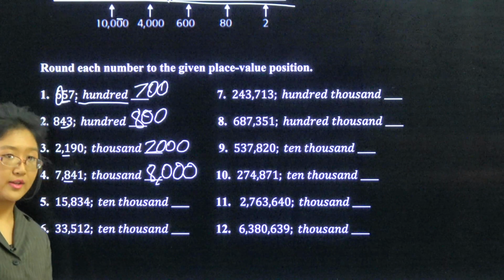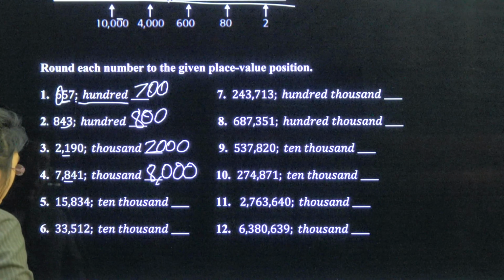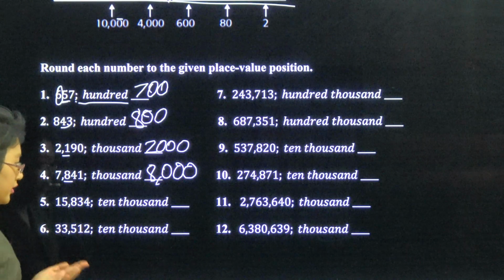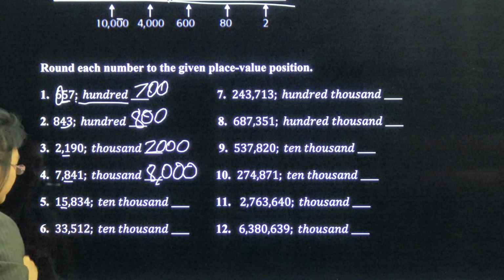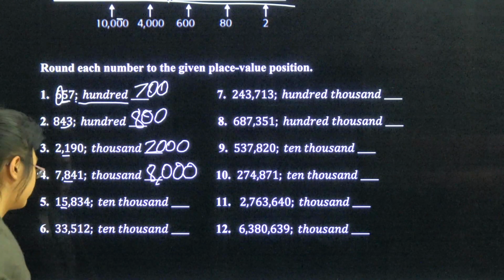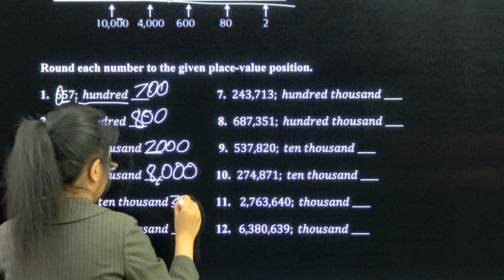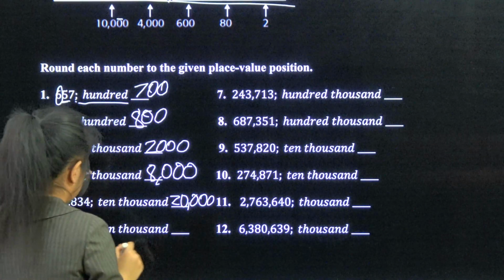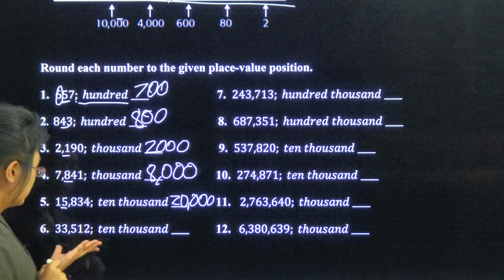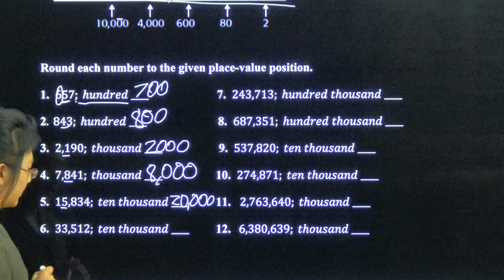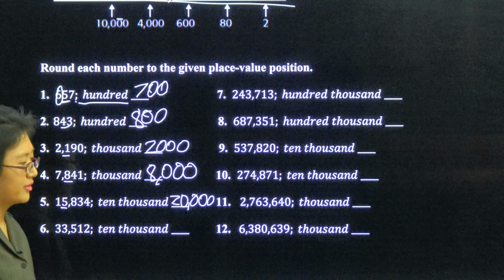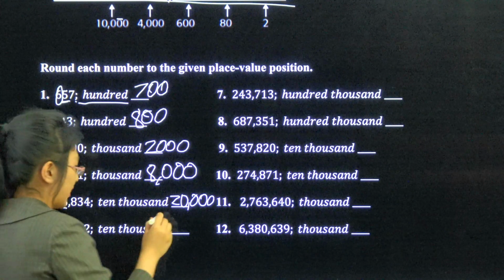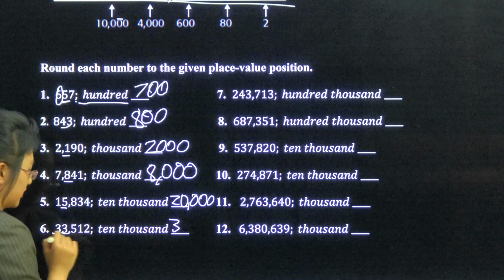Question number 5, we're rounding to 10,000. So if we move one digit to the right, we're going to go to the thousands, and for the thousands place, it's a 5, and 5, we round up. That'd be 20,000. Over here, it's the same thing. We were rounding to the nearest 10,000, and the thousands place is less than 5. So we're going to round down to just plain 30,000.